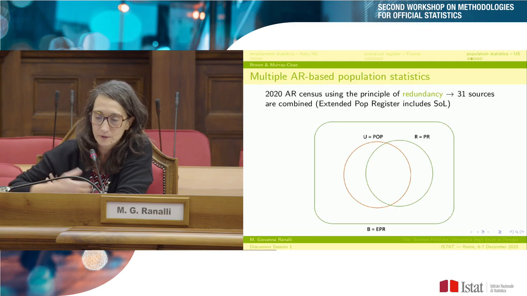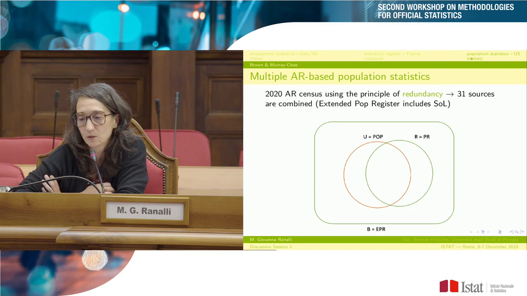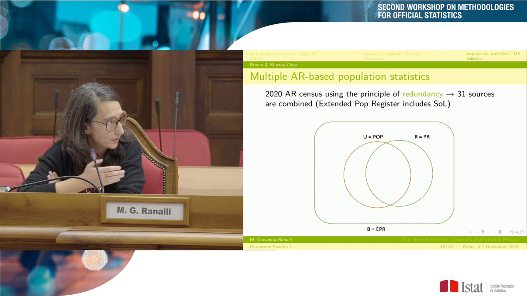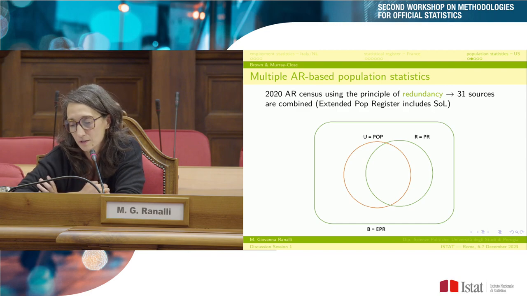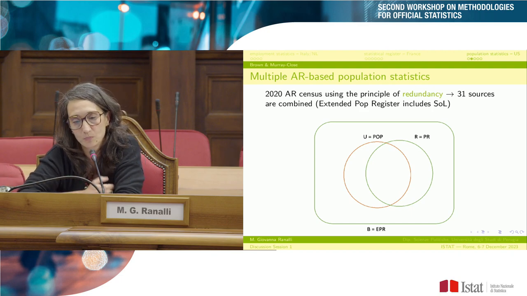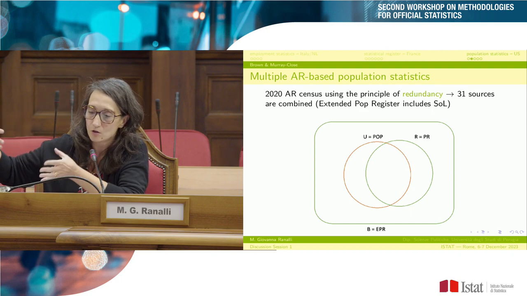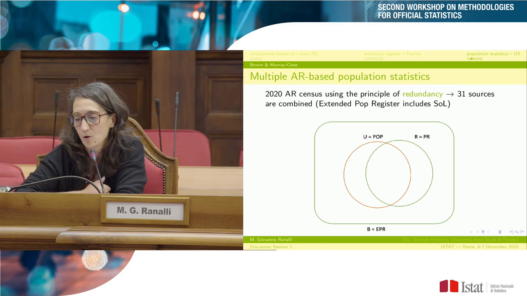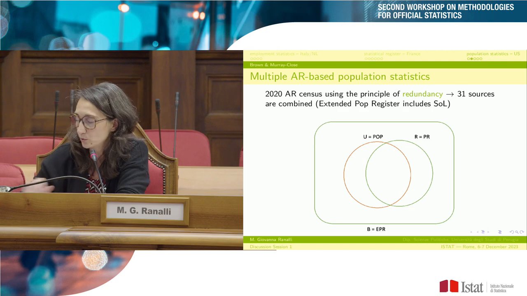So the idea of using multiple administrative register-based population statistics. In the paper the principle of redundancy is used. So resiliency in France and redundancy in the US, using 31 sources. And so in a sense, we're looking at the population. This is just a simple depiction. So you're using a lot of sources, so over-coverage, but trying to encompass all the population.